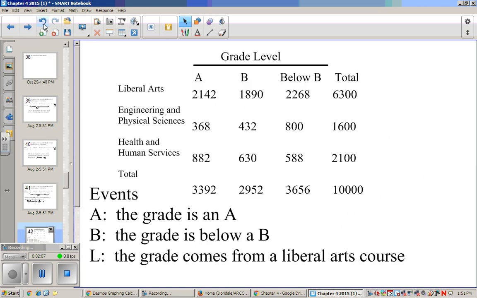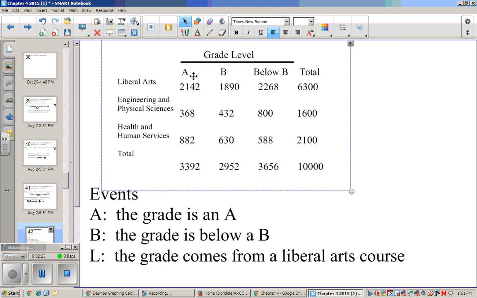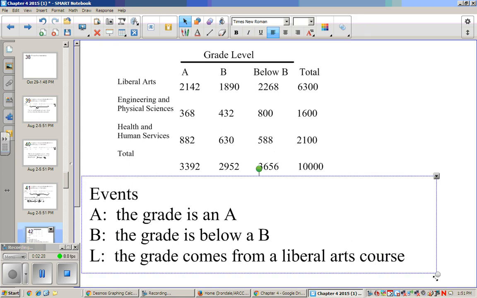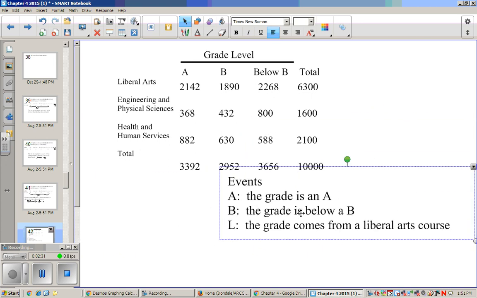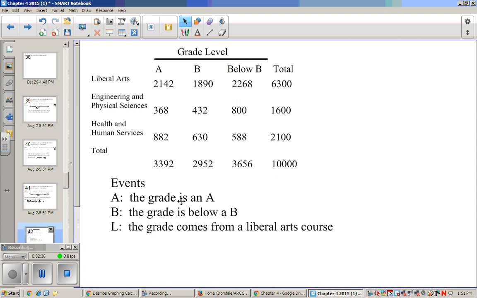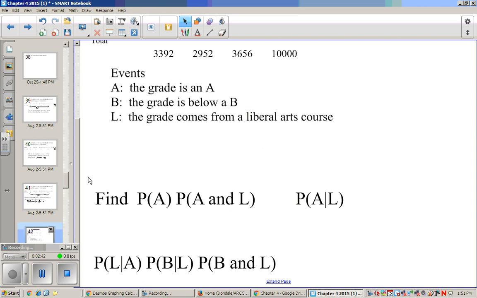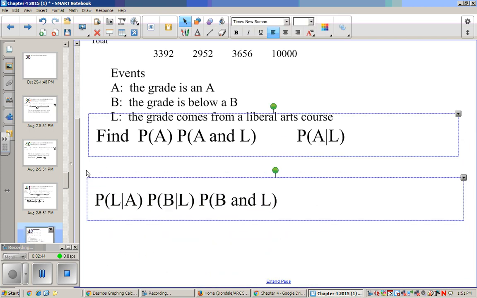All right. So now this is a little bit bigger table, and we have 3 events that we brought out of this. So we have this table of grades that people got, A, B, below B, and what type of course it was in. So you can see the data, and now there's some events. The event is the grade was an A, the grade was a B, or it comes from a liberal arts course. So we're going to find all of these probabilities.